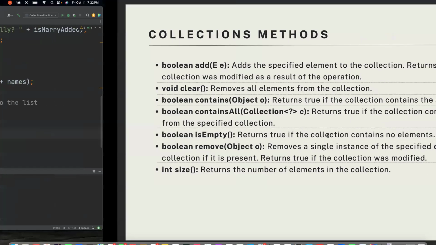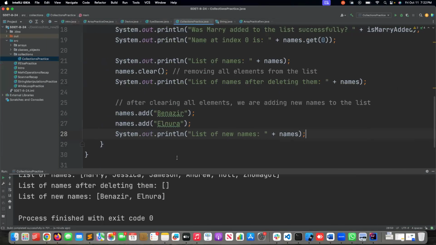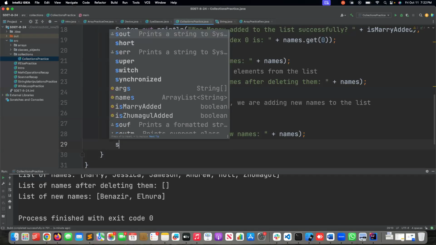And now I can check contains. Using the contains method, I can check whether this collection contains the specific element or not. And it returns Boolean true or false. If the specified element exists in the collection, then it returns true. If it doesn't, then false. All right, let's check if Inja's name is in the list.